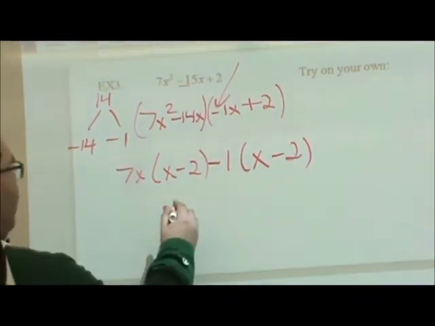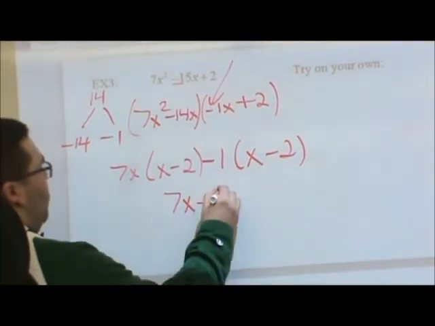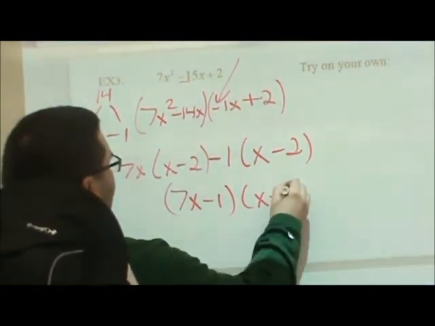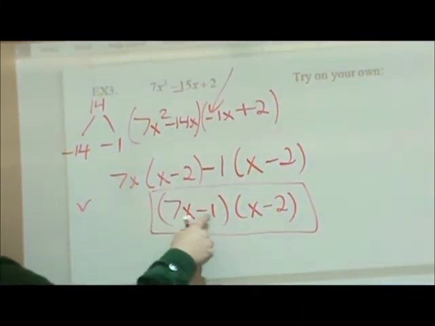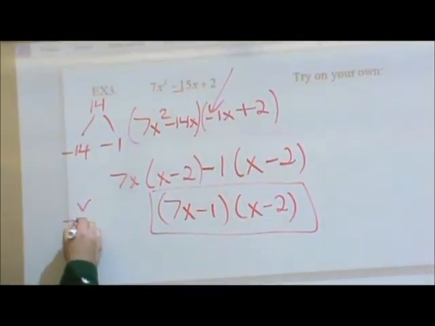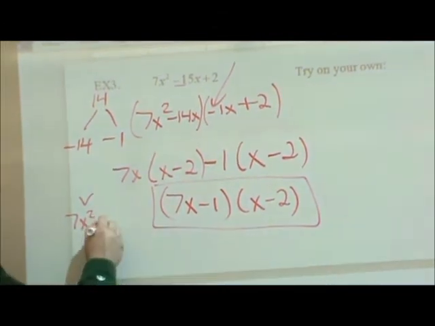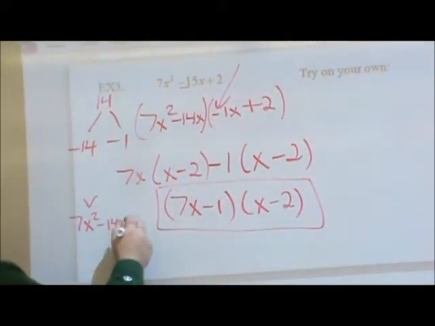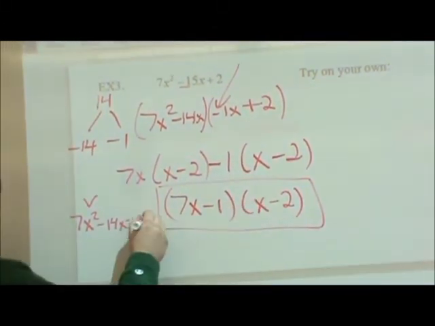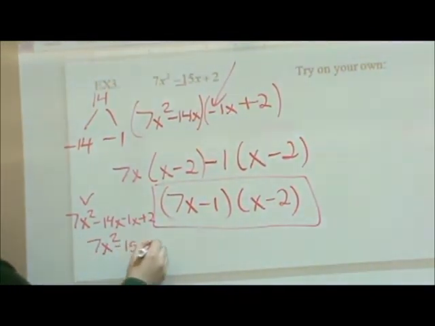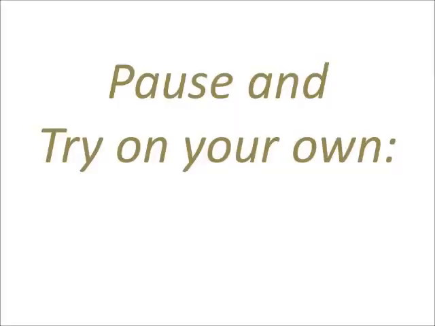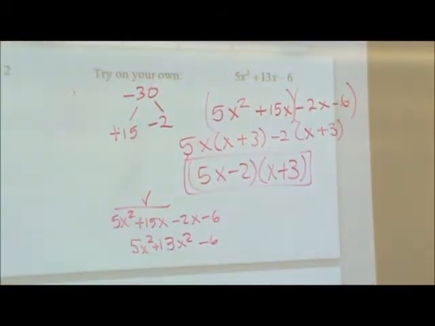negative. Now that we have it, we got 7x minus 1, x minus 2. There's our answer. We'll check it. 7x squared, 7, negative 2, negative 14x, negative x, 2, and sure enough, when you combine your like terms, it matches. So first step, multiply your A times your C.